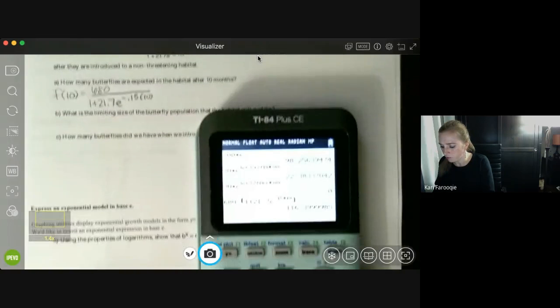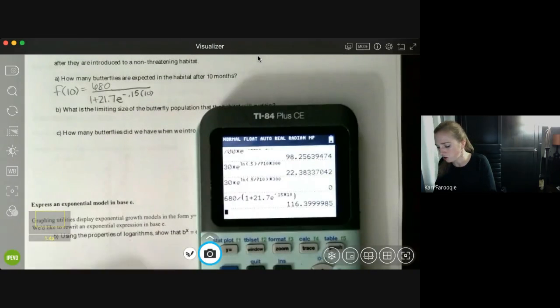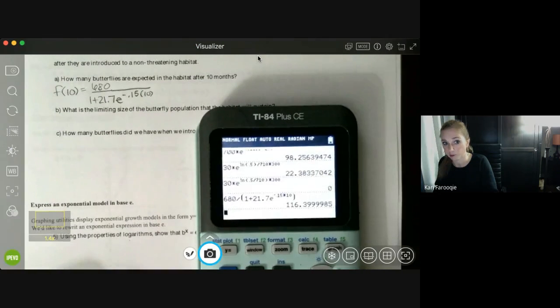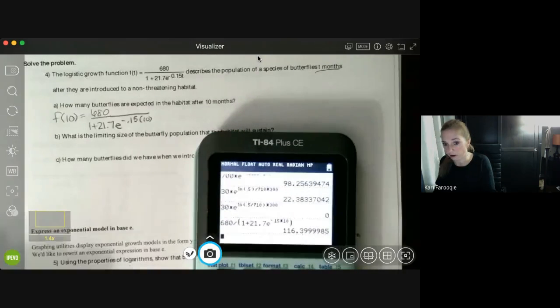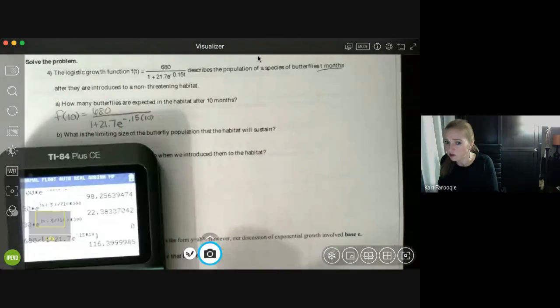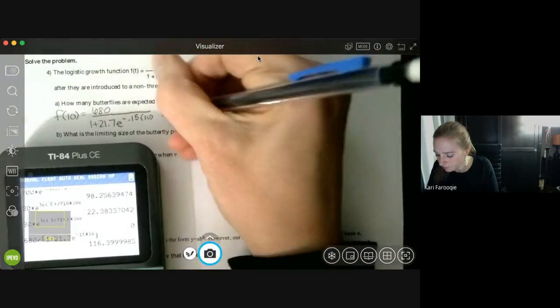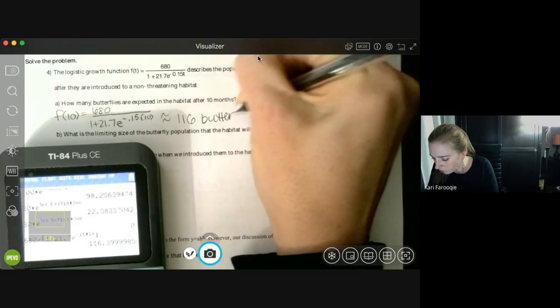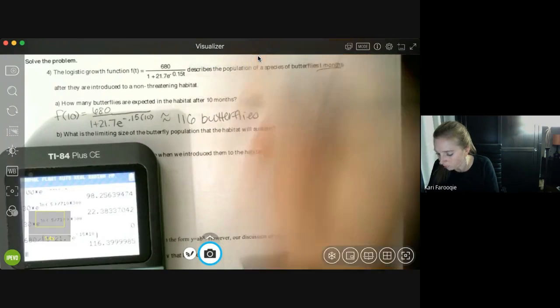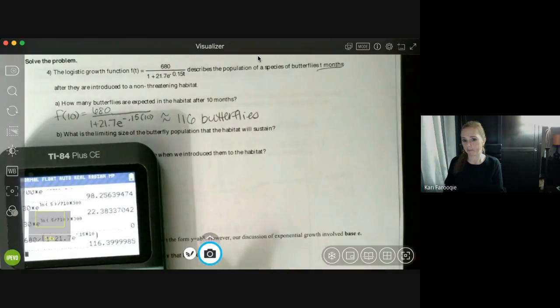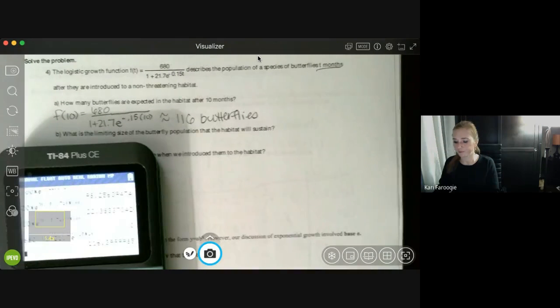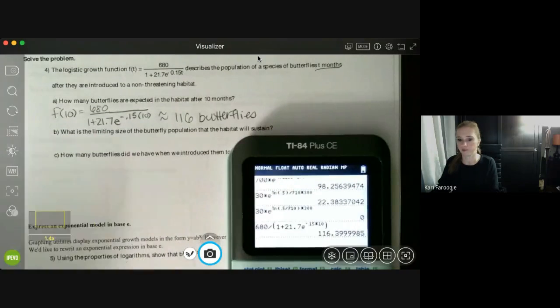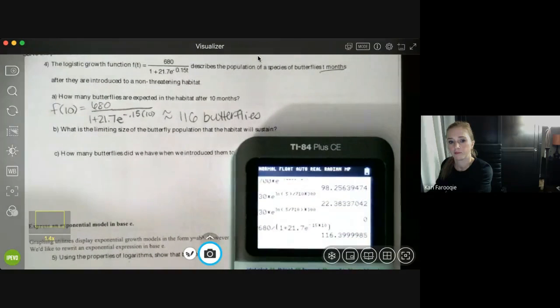Normally we would, well, if we're talking about butterflies, we should round to the nearest butterfly. It doesn't really make sense to talk about a fraction of a butterfly. It is a non-threatening habitat, after all. 116 butterflies. Questions about A? Okay.